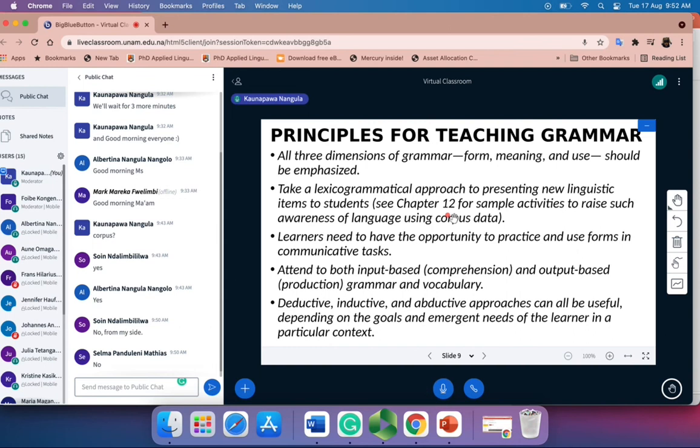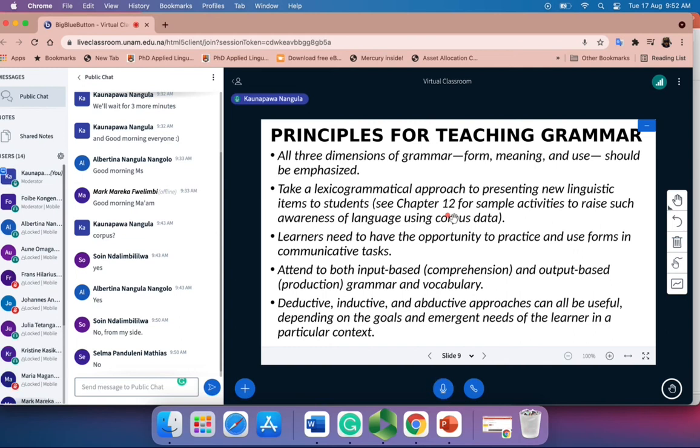And then learners need to have an opportunity to practice and use forms in communicative tasks. So that is to say that we don't just focus on a grammatical aspect, but we have to use it in context and in communicative activities or tasks that they need to do in a classroom, something that they are communicating in and through as they are using this grammatical or lexical item that you're focusing on.